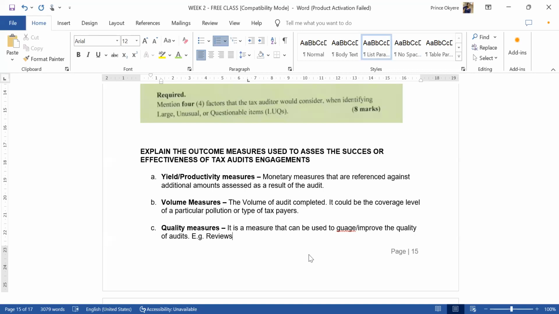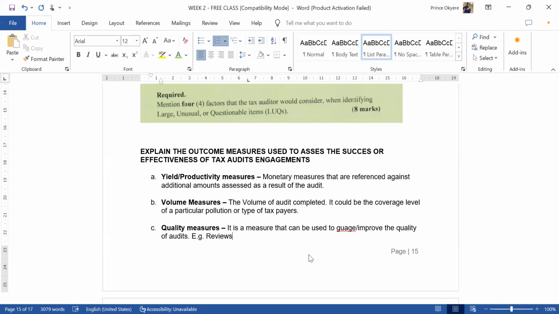Two, volume measures. How many tax audits are we able to complete, GRA? So in a year, if you're able to complete, let's say, 100 tax audits, as compared to, let's say, 50 we completed the other year, it means that we are doing well in terms of numbers. So that is how to measure the success of audits.